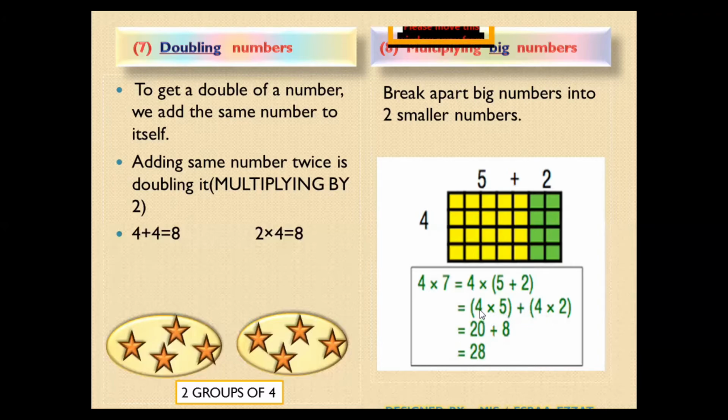Here I know the product of 4 by 5, which is equal to 20. And I know the product of 4 by 2, which is equal to 8. So 20 plus 8 equals 28.